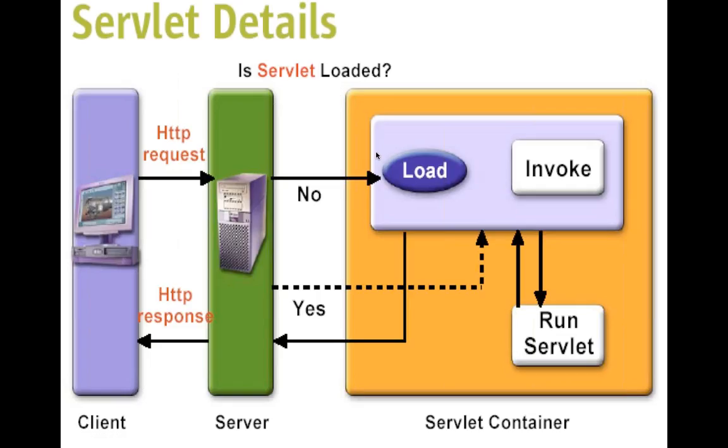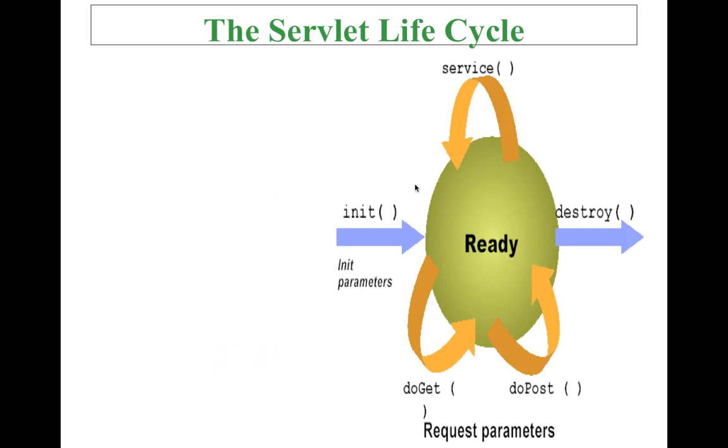Once you get the request, it checks, is it already loaded? If it is loaded, it uses that. Otherwise, it loads that class, invokes all these servlet methods, and then responds back. That's where the lifecycle comes in. The lifecycle is very, very important: init, service, and destroy. We're not talking about HTTP servlet here. We are talking about a generic servlet which comes from the servlet APIs. And what does it have?